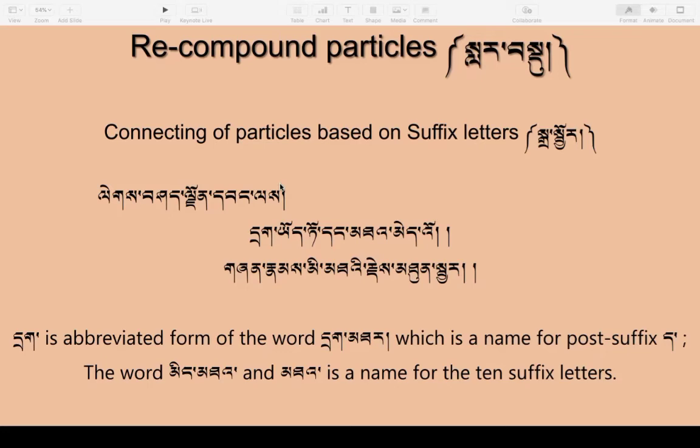Tame. As you can see on the screen, tame is a word that doesn't have a suffix letter, and it has been followed by ho. And finally, we see gyurt, which has the post-suffix letter ta, also known as tak or taktar, and it is followed by to. So this is how the recompound particles follow each word.